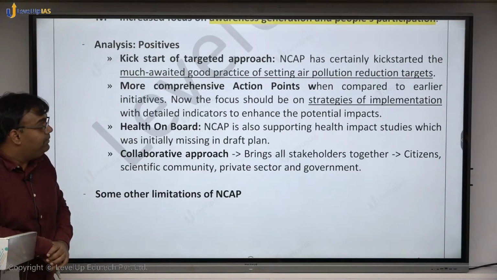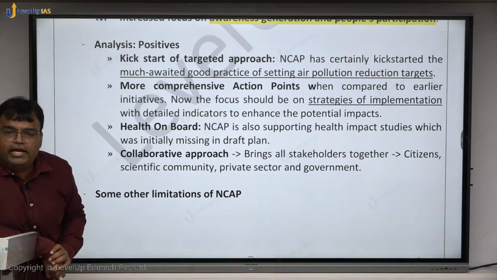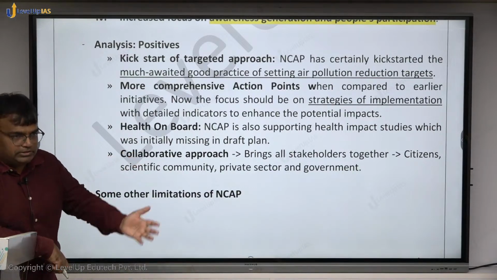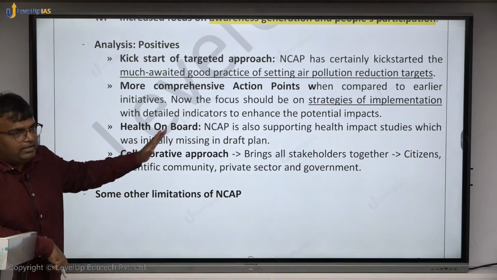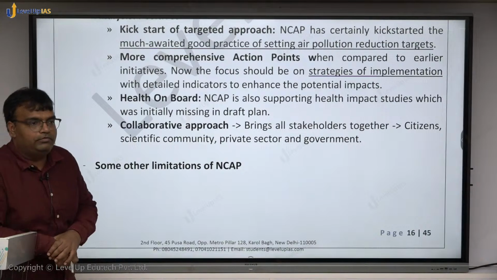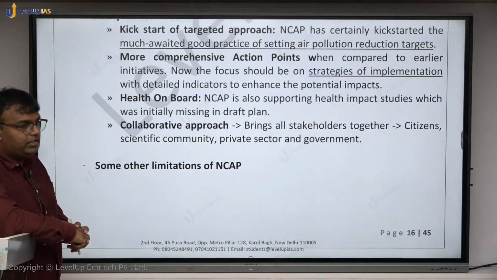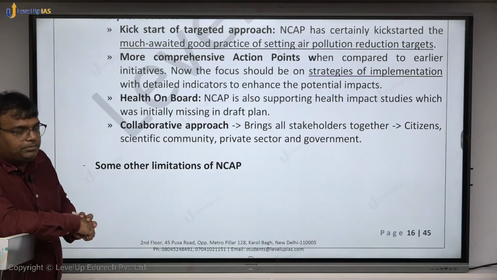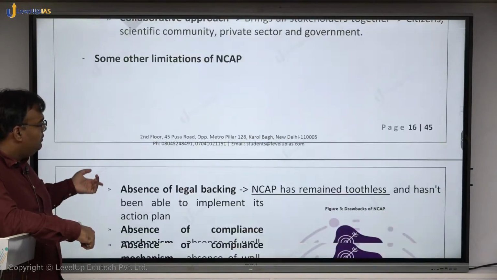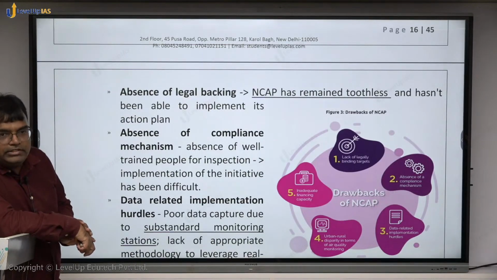NCAP has also kept health impact studies on. So initially when NCAP was planned in its draft proposal, health impact studies was not something that it was prioritizing, but finally when NCAP was starting to get implemented in the final plan, they also had health impact studies, and they are going in a collaborative manner where state, local bodies, central government, various ministries, Niti Aayog, all are working together, including citizens' participation by spreading awareness among them. All are working together to fight air pollution. But there are some limitations. One, NCAP doesn't have legal backing. This initiative doesn't have legal backing.